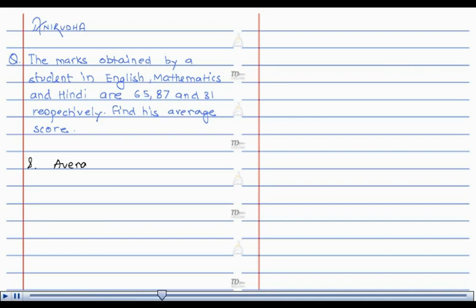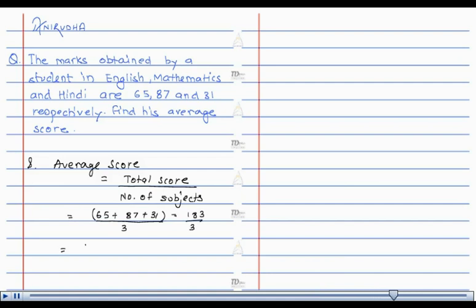The average score is given as the total score divided by the number of subjects, which is equal to 65 plus 87 plus 31 divided by 3, or is equal to 183 divided by 3, which is equal to 61. That is, the average score of the student is 61.